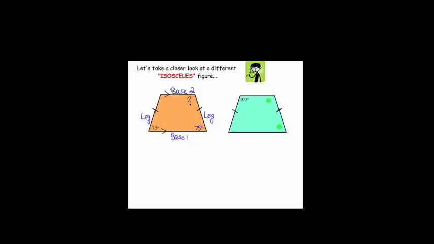Well, if these are parallel sides, then the missing angle has to be supplementary because these are same side interior angles formed by parallel lines. So this would have to be 105 degrees. And because these are also base angles of the upper base, this one has to be 105 degrees. So why don't you pause here and find the angles in the next trapezoid? Alrighty, so we would obviously have to have 100 degrees here, and because they're supplementary, this has to be 80, and this has to be 80.